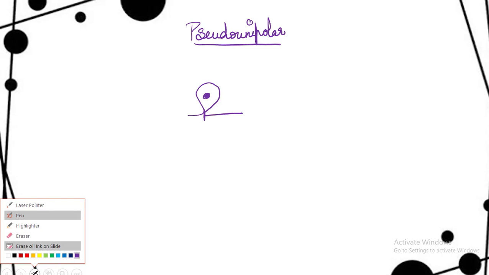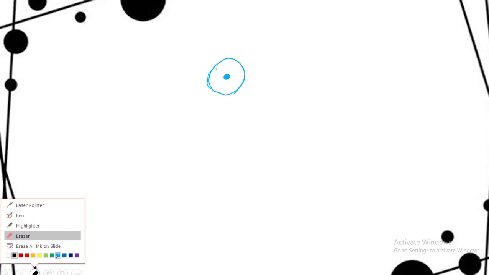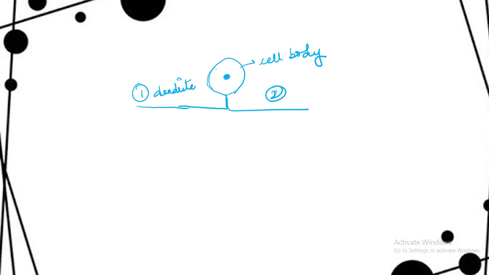Okay, I will draw it again. So there will be a cell body. Okay, this is a cell body, and from that one cell body one process will arise. This is one process, and that one process will divide into two. From the cell body only one process arises. That one process will travel some distance and then divide into two. One will act as a dendrite, and the other one will act as an axon.